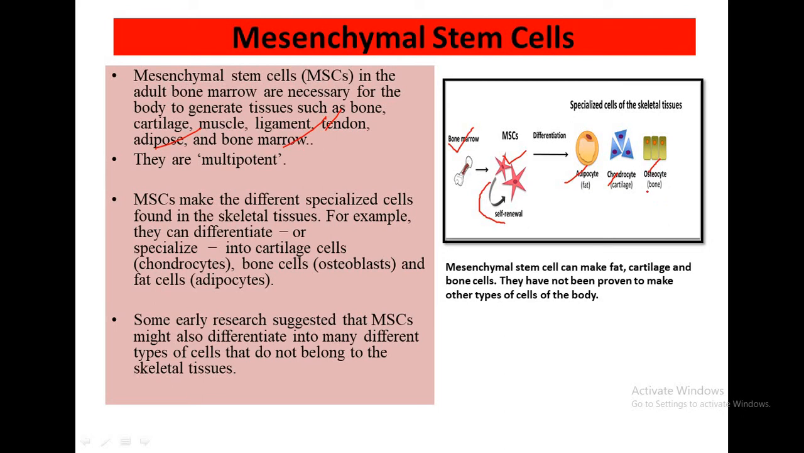Osteocytes are present in the bones, chondrocytes are present in the cartilage, and adipose is present in the fat. So in this picture we can see the mesenchymal stem cells can make fat, cartilage and bone. They have not been proved to make other types of cells of the body. So mesenchymal stem cells make the different specialized cells found in the skeletal tissue.